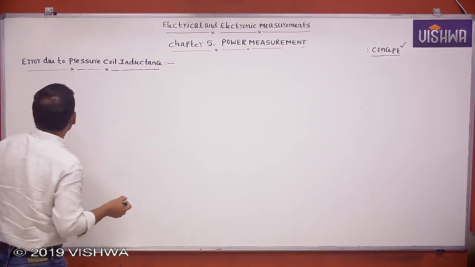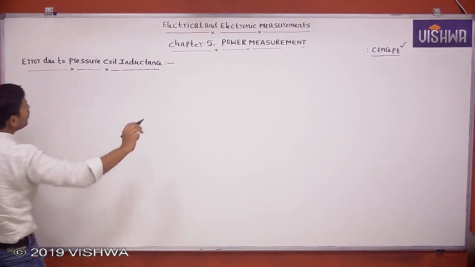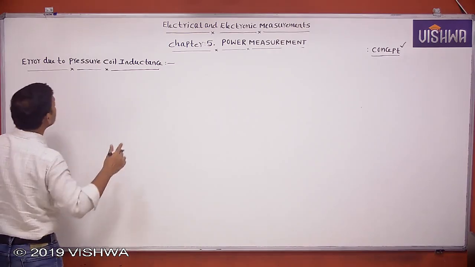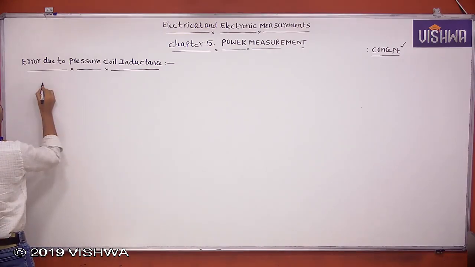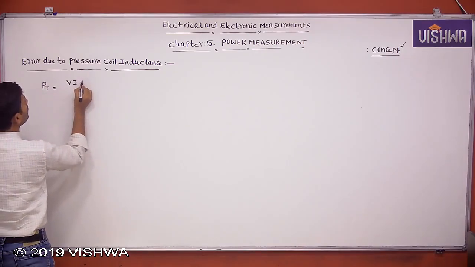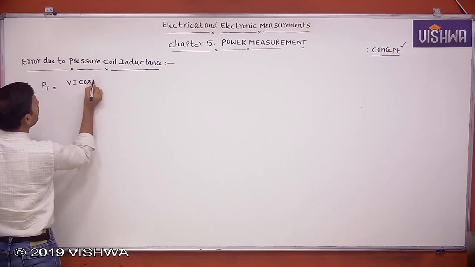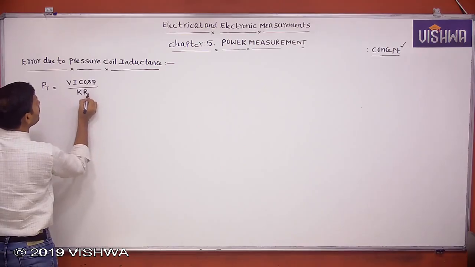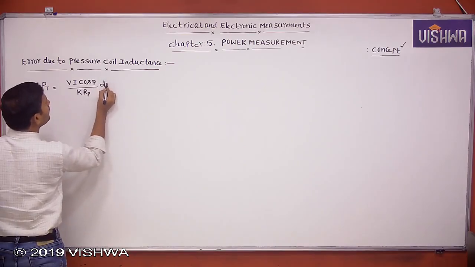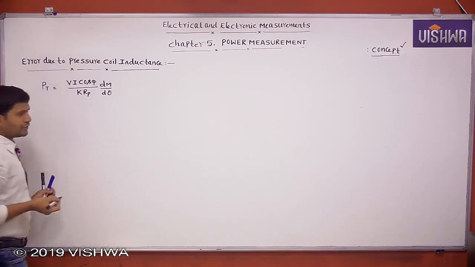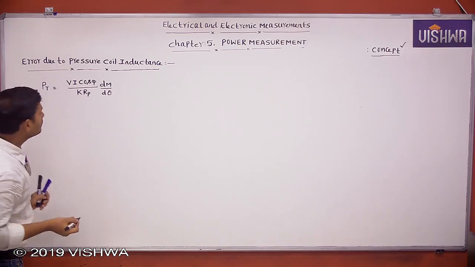Now you know the expression for true power. Once again I am writing what is the true power and what is the measured power. True power equals VI cos phi by K R P S into dM by d theta. This you know, this equation is already given.